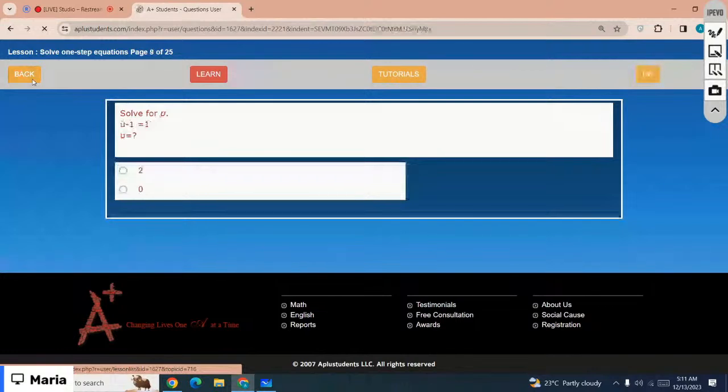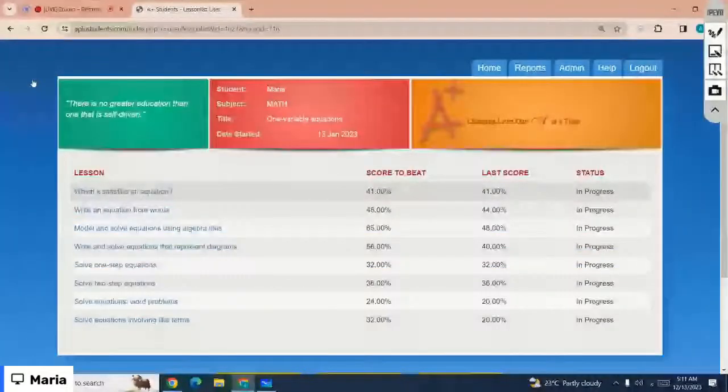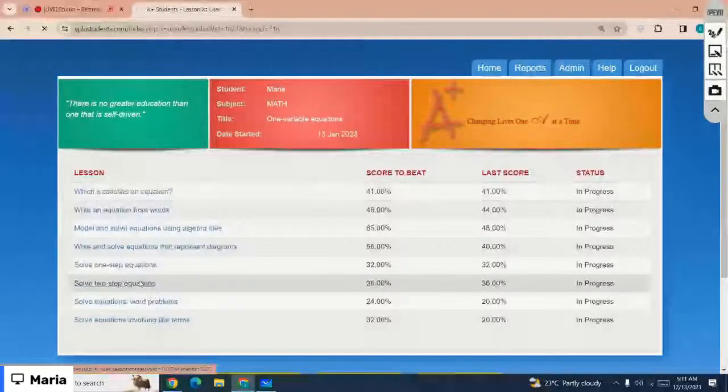The next lesson is solve two-step equations, right? Now we have to solve two-step equations. Let's just start with the next lesson, that is solve two-step equations.